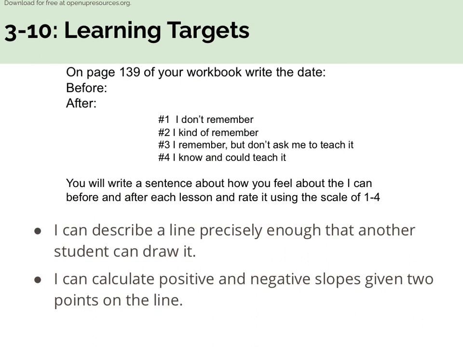Go ahead and go back to page 139. Give yourself numbers, first of all, on the I can statements. So, I can describe a line precisely enough that another student can draw it, and I can calculate positive and negative slopes given 2 points on a line. And then give yourself a number. So 1, I don't remember. 2, I kind of got it. 3, I did get it. And then 4, I can teach it to my friend.